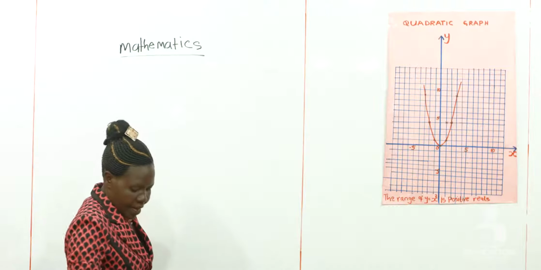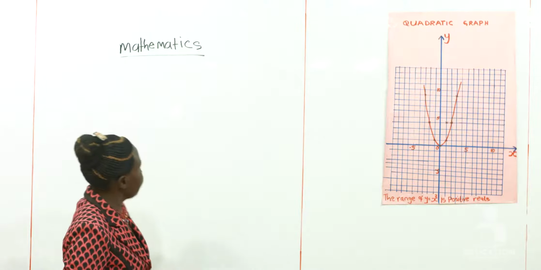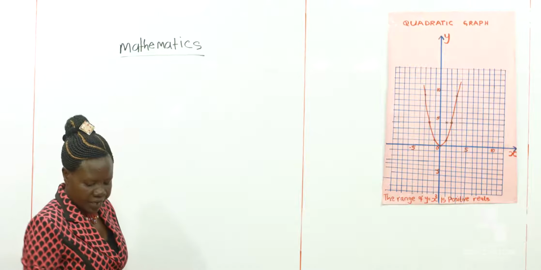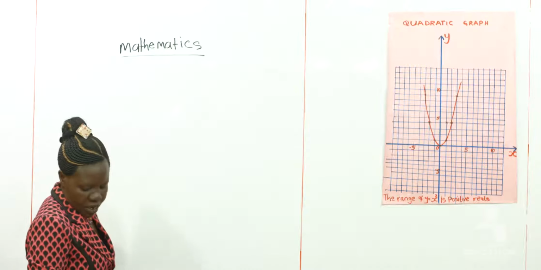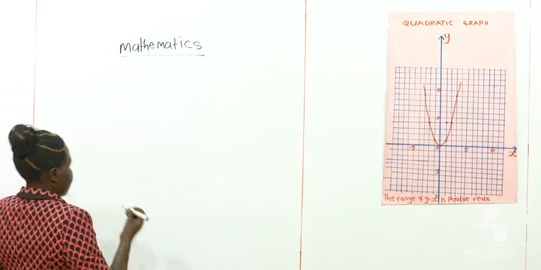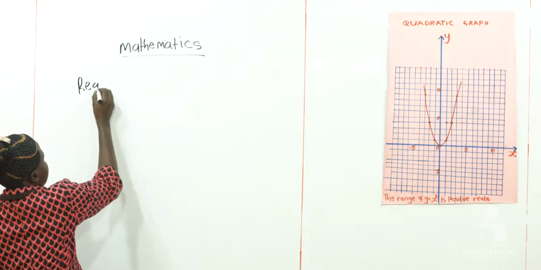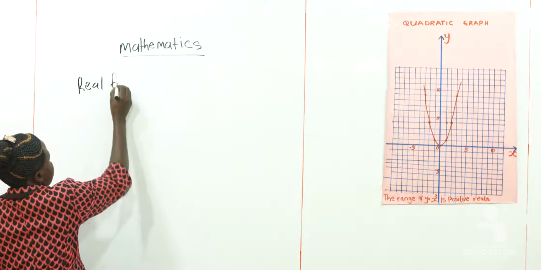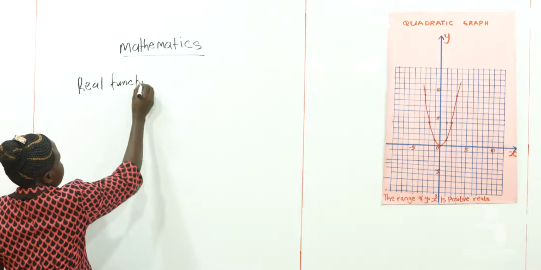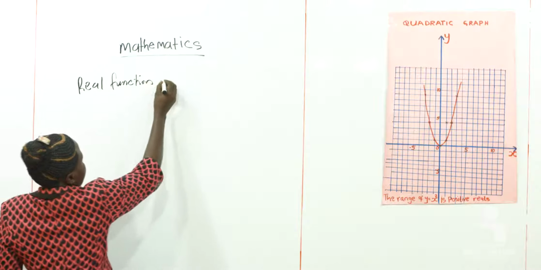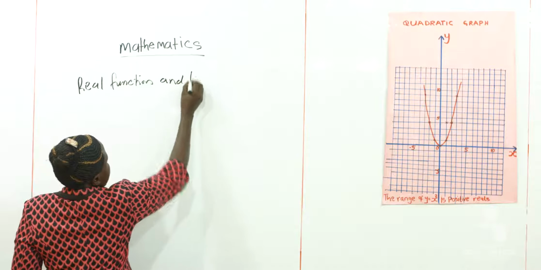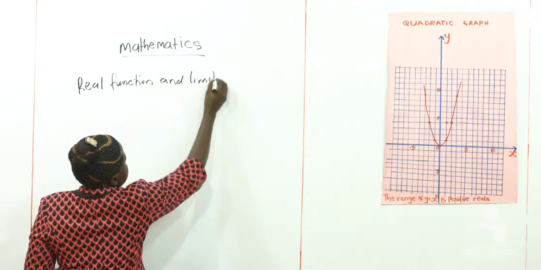So our learners, we are continuing from where we stopped on the last lesson. And on the last lesson, our topic remains real functions and limits.